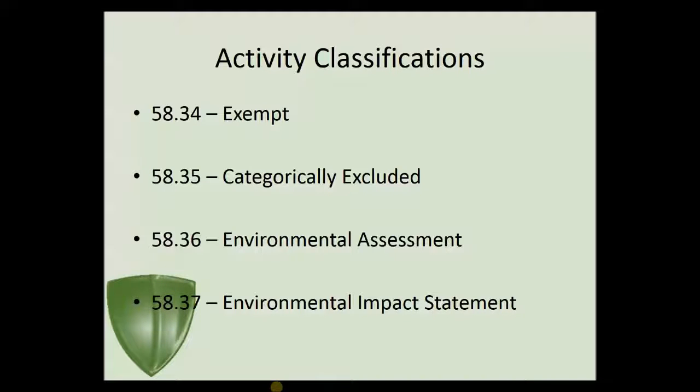The required level of review is determined by the activities to be undertaken in a project. Those activities can be separated into one of four levels. They are exempt, categorically excluded, environmental assessment, and environmental impact statement. Please see the corresponding codes of federal regulations to determine which level of review your project requires.